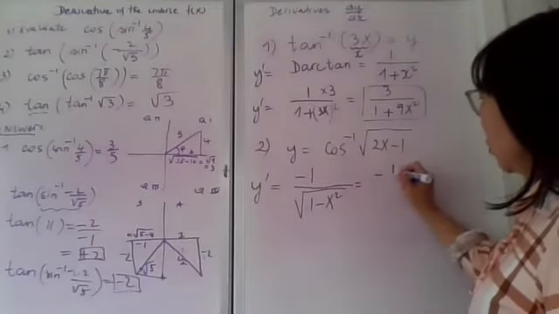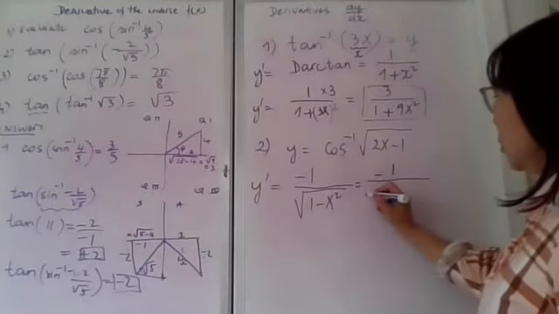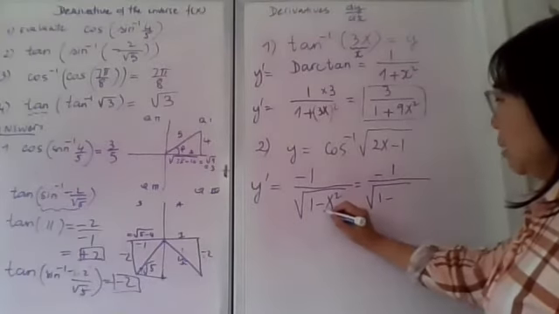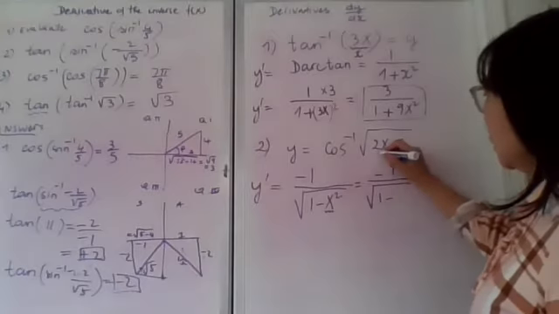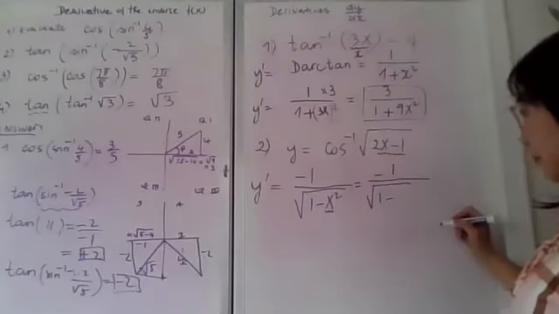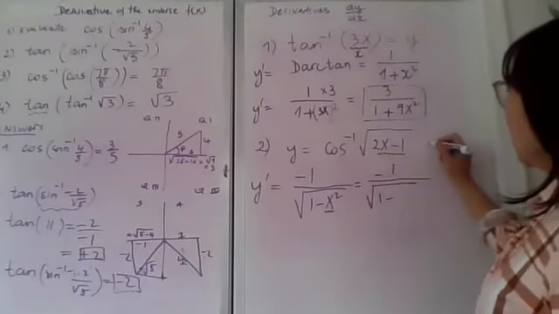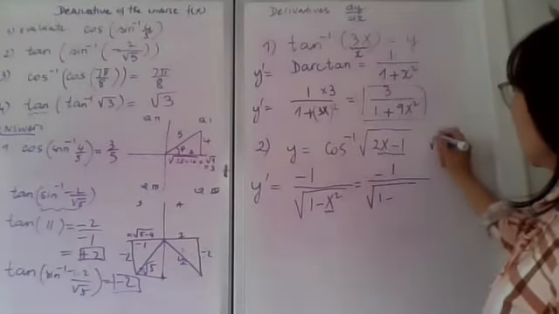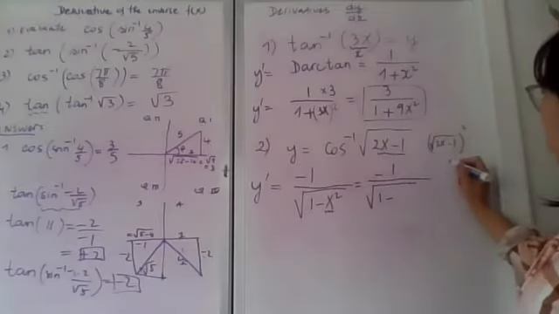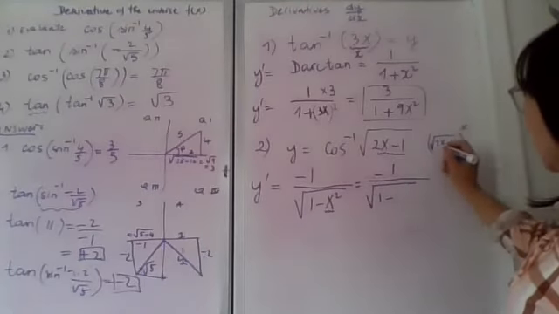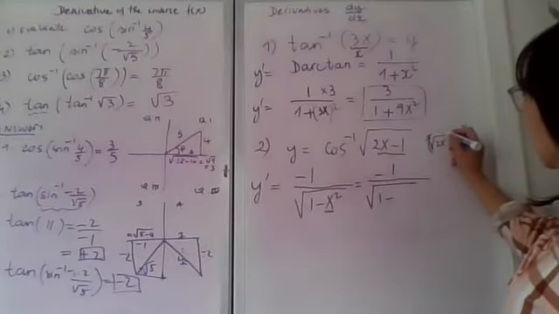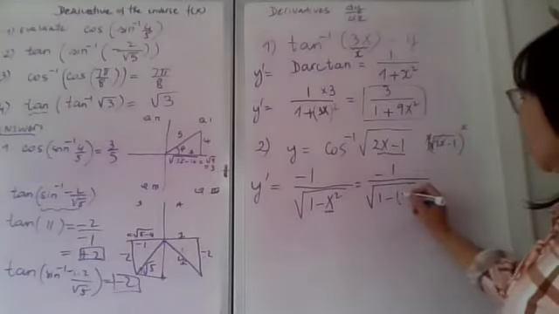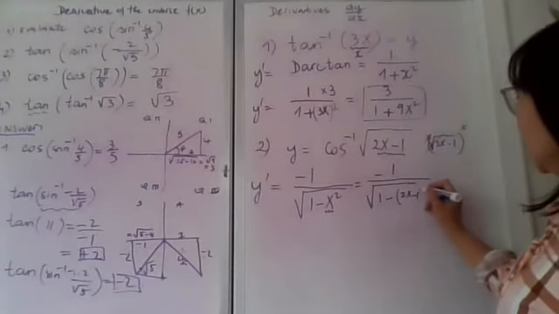That's the formula. So now apply the formula to this function. It will be minus 1 over the square root of 1 minus. Now our x here represents this angle, right? But remember this angle is a square root, the angle in the square root. Now when we square the square root, what happens? The power here cancels with the root here, so the radical sign is gone. So you have 2x minus 1.